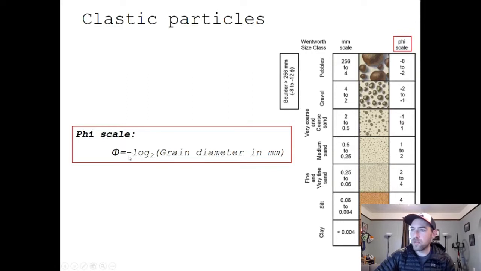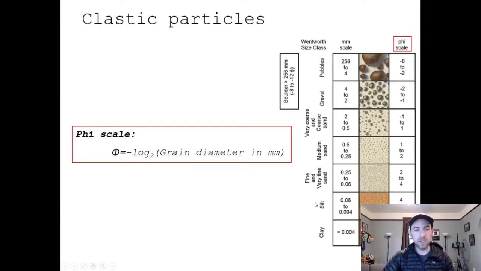The minus sign is there, just for your information, for sedimentologists primarily, because we're typically dealing with sand and mud size things, clay and silt. And it was done so that these would be positive whole numbers, and then the big stuff that we don't deal with all that much as sedimentologists, like boulders, are all negative numbers.